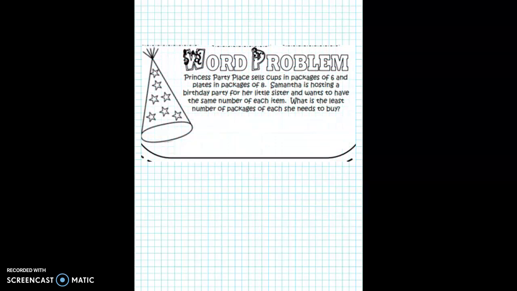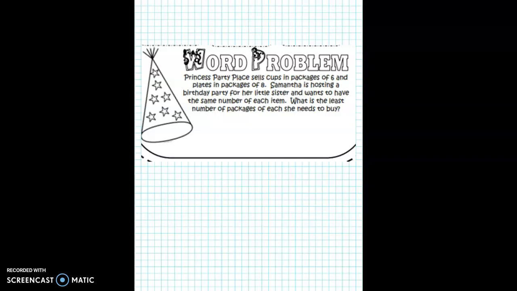We can also use this process with word problems. Princess Party Place sells cups in packages of 6 and plates in packages of 8. Samantha is hosting a birthday party for her little sister and wants to have the same number of each item. What is the least number of packages of each that she needs to buy? This is a least common multiple problem because we're looking for how many packages she needs in order to have an equal amount of both.